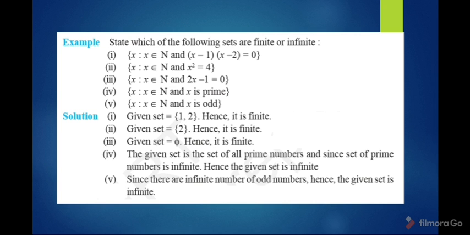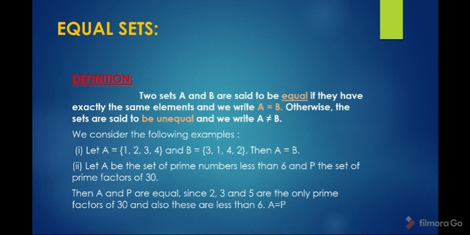So since set number 3 is an empty set, that's why it is a finite set. Okay, now the fourth one is a collection of all natural numbers which have to be prime. Obviously there are infinitely many prime numbers in the number system, that's why it will be an infinite set. Similarly for the odd one, there are infinitely many odd natural numbers, so it will be an infinite set.